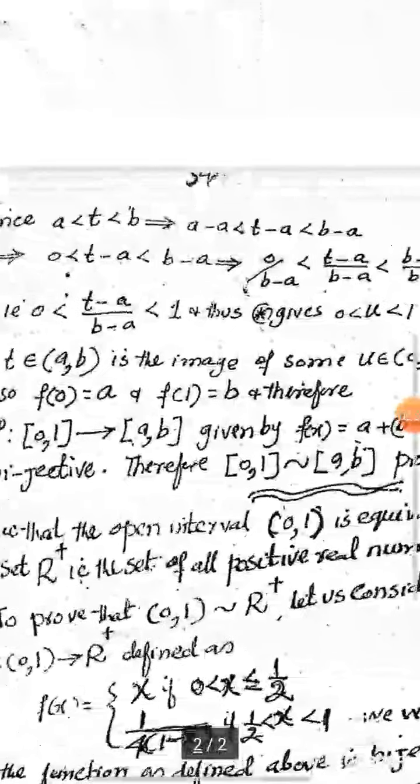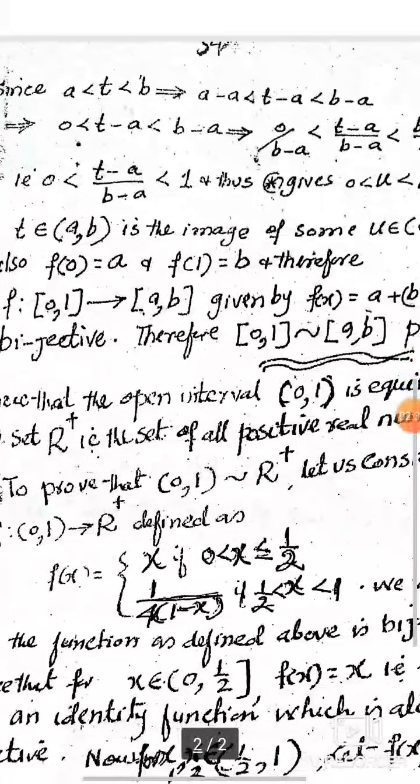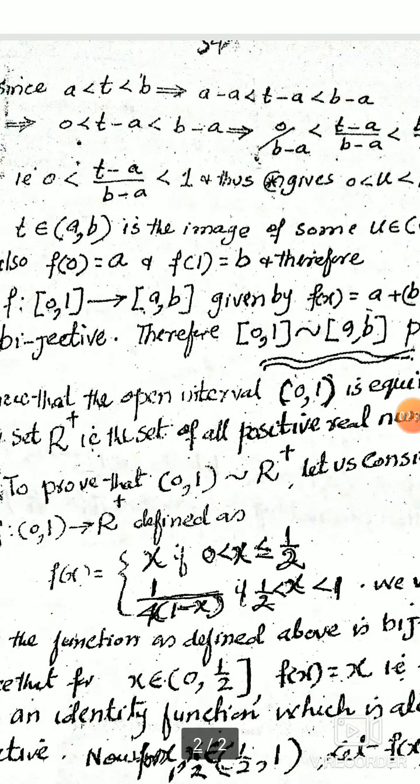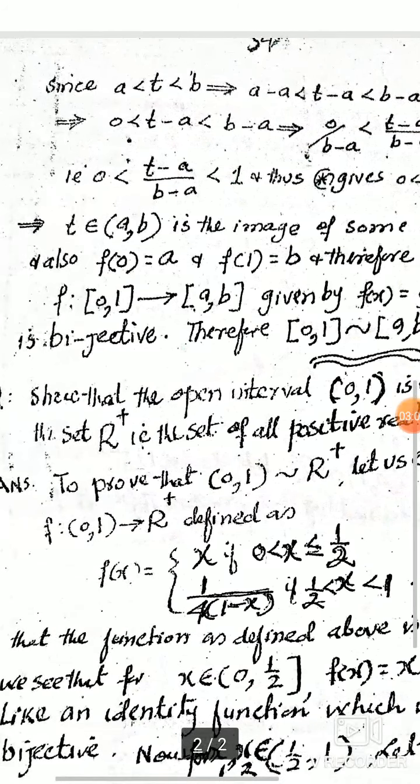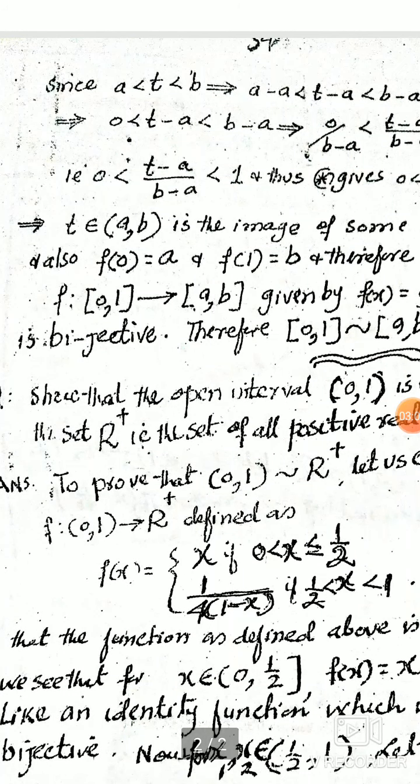Next, since t is greater than a and less than b, subtracting a from both sides, a − a < t − a < b − a, that is, 0 < t − a < b − a. Dividing by b − a throughout, 0/(b − a) < (t − a)/(b − a) < (b − a)/(b − a). The b − a will cancel out and become 1, so (t − a)/(b − a) is greater than 0 and less than 1.